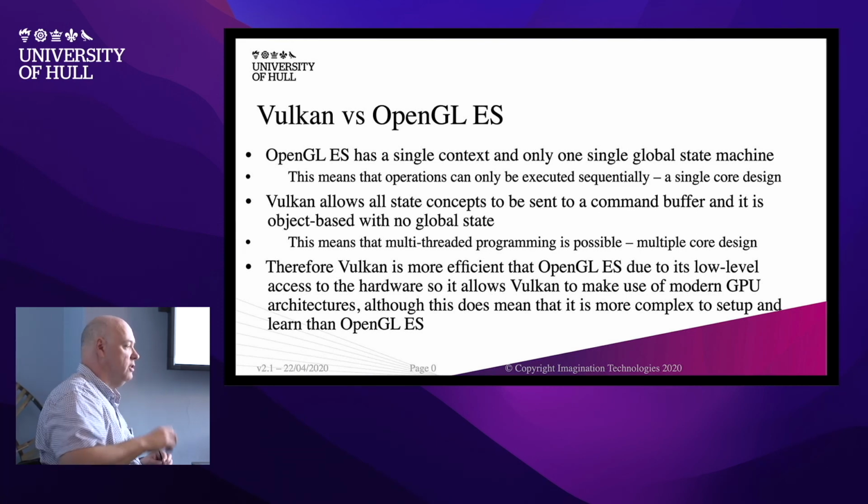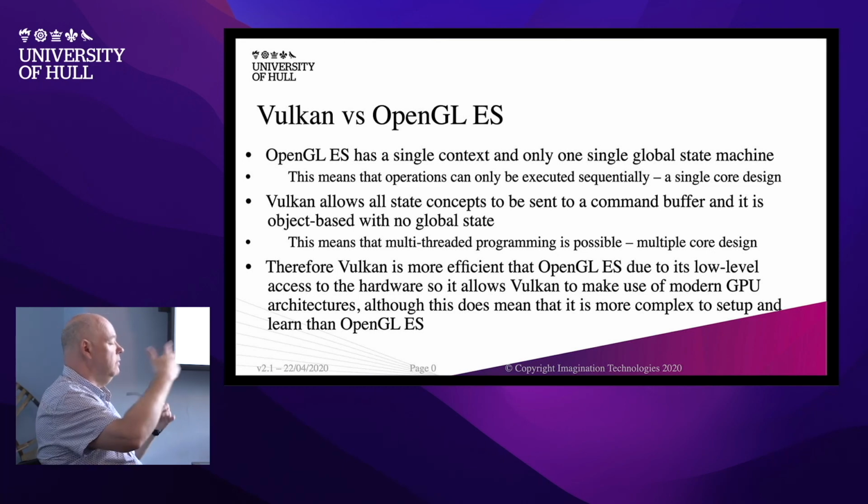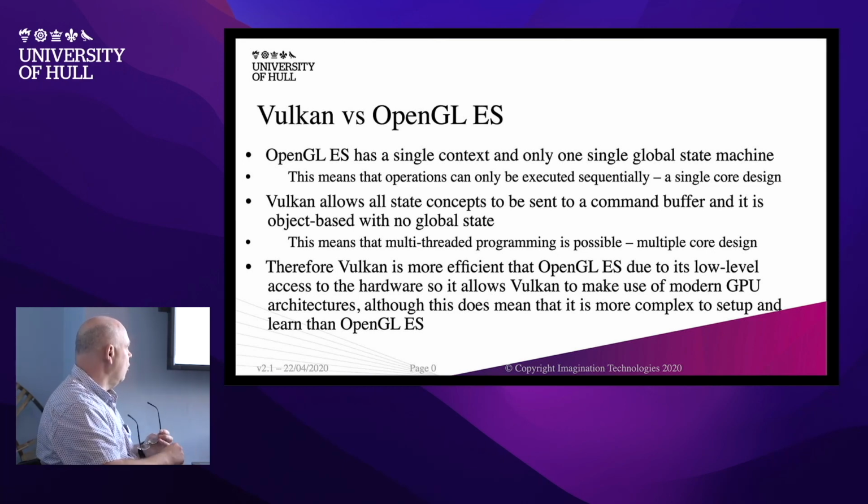Vulkan is a lot more sophisticated than that. You can have command buffers, so you can preload a load of commands and send them across. You can have multiple contexts. There's no global state. The analogy is more of a multi-core design, like you would have on modern architectures, where work is done in parallel. You can have up to thousands of cores on GPUs.